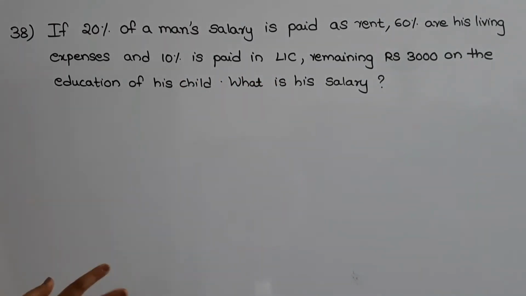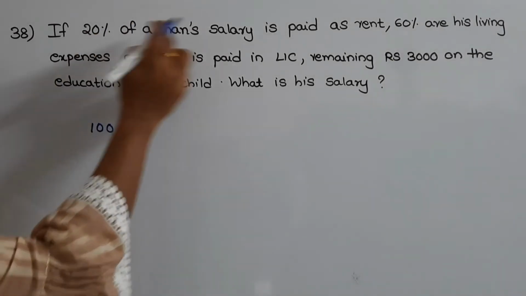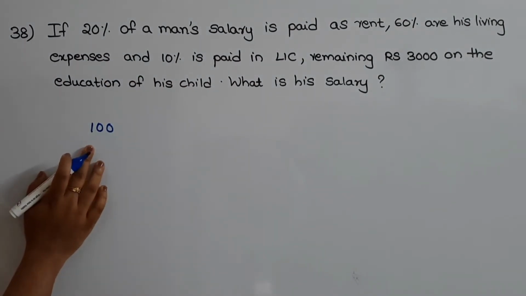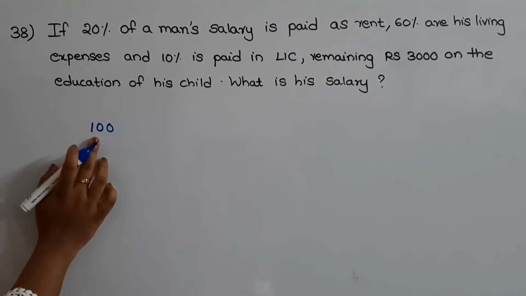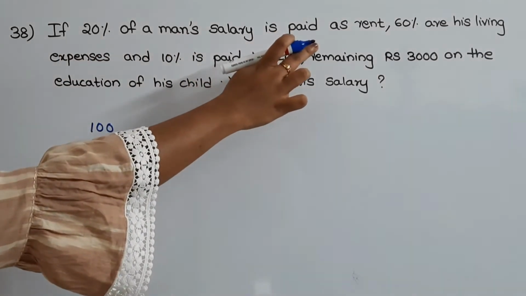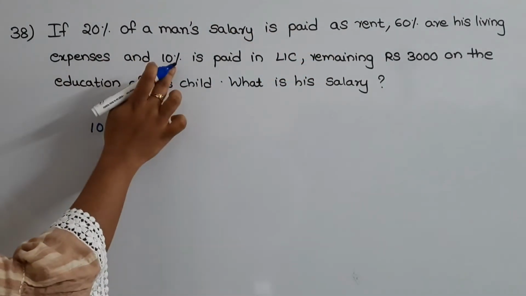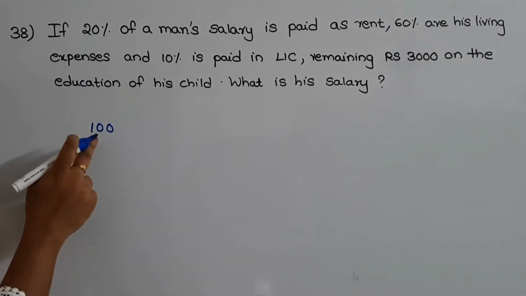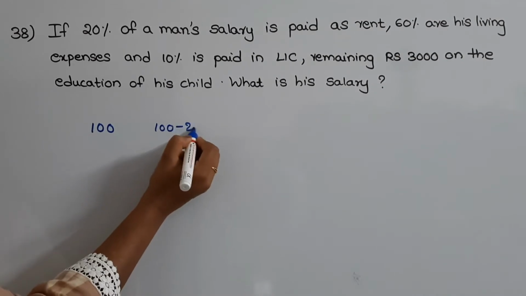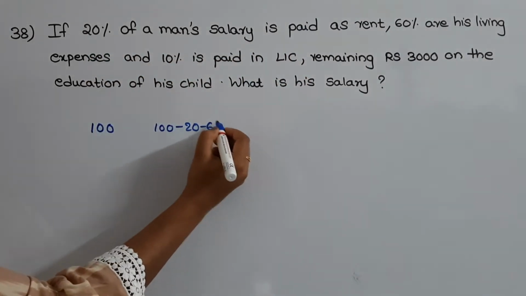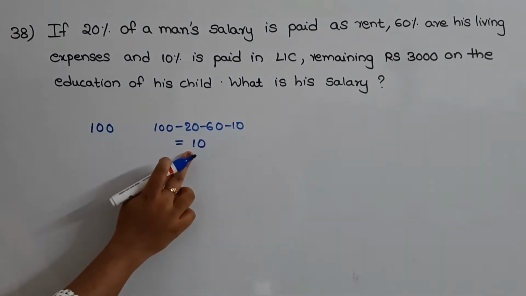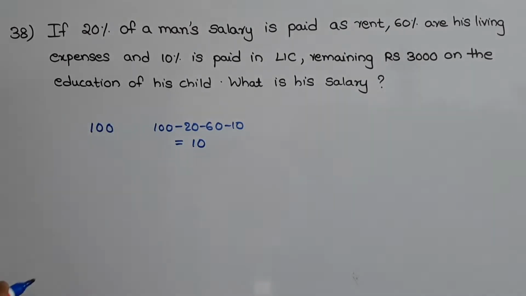Since all these values are given in terms of percentage, let us consider the salary of the person as 100. So if the salary is 100, we can say that 20 he paid for rent, 60 he paid for living expense, and 10 he paid for LIC. Then what will be the remaining? Remaining will be 100 minus 20 minus 60 minus 10, so that will be equal to 10. This remaining he paid for the education of the child.